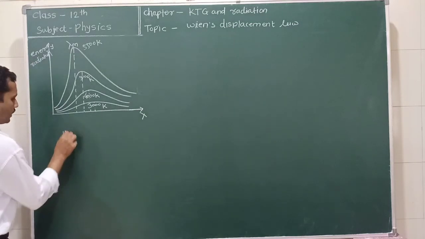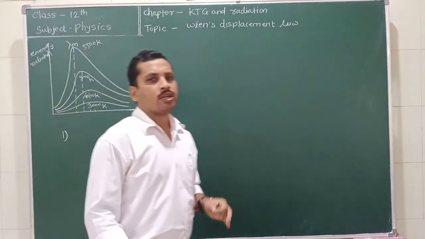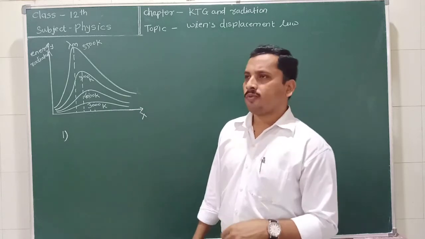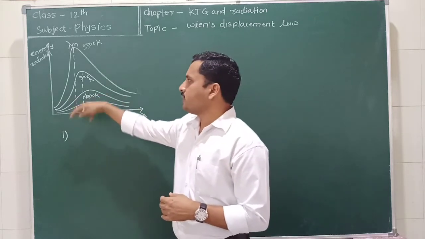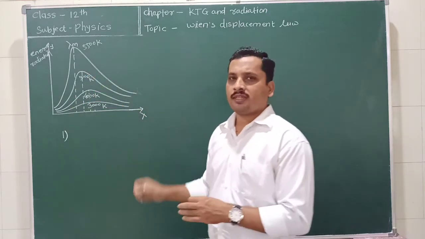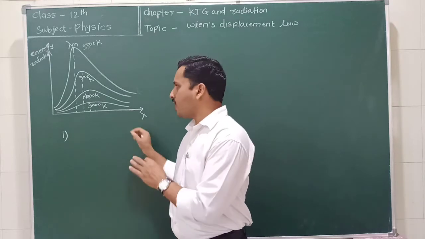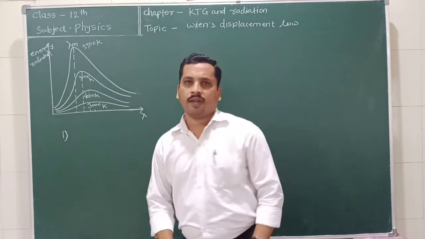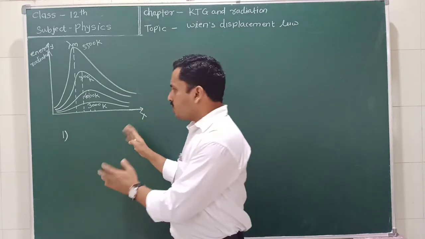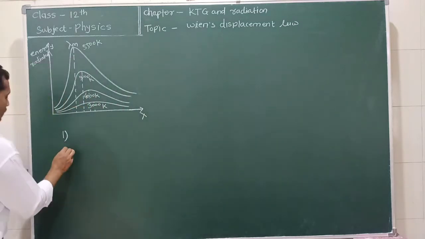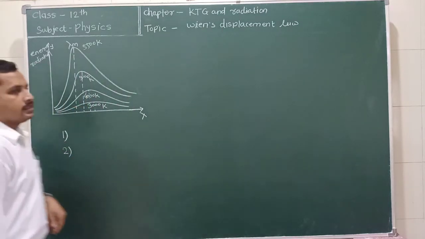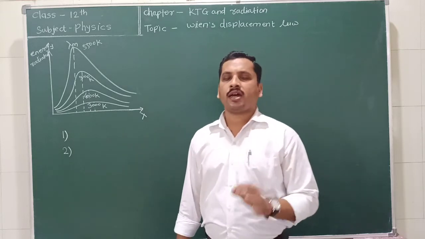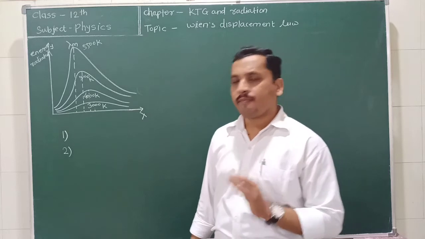The first observation is that the energy distribution of a perfectly black body is not uniformly distributed. Not uniformly distributed means if we see the graph, this graph is not uniform. So we can say that the energy radiated per unit time per unit area is not distributed uniformly at a given temperature. Now, what is the second observation?